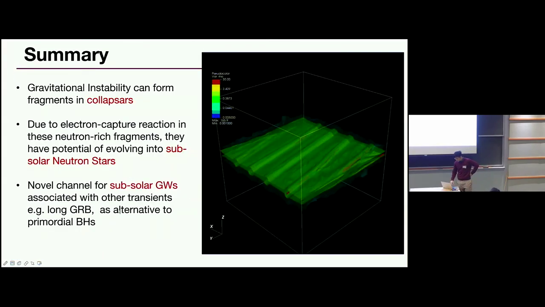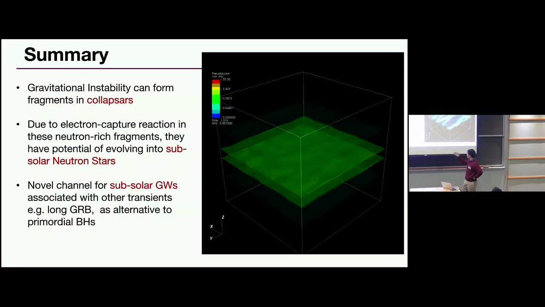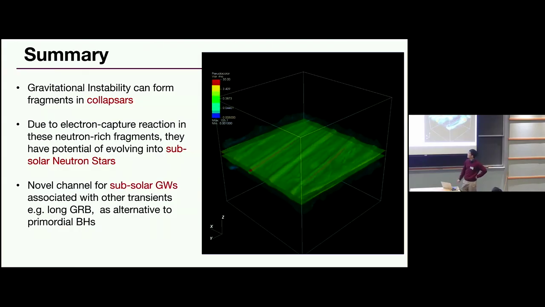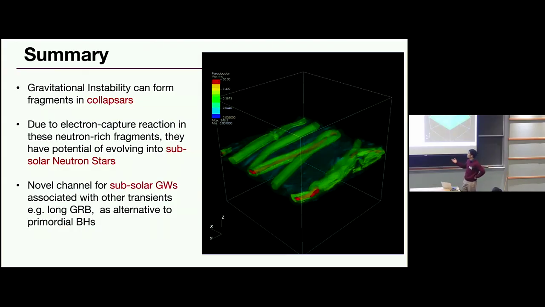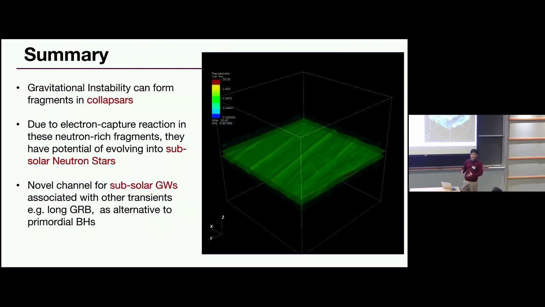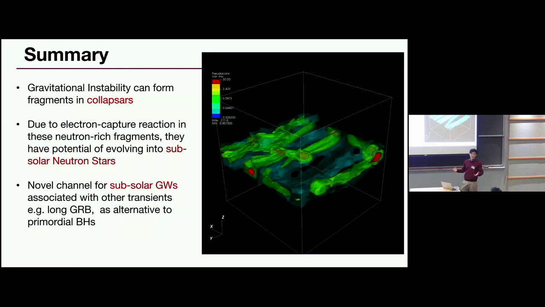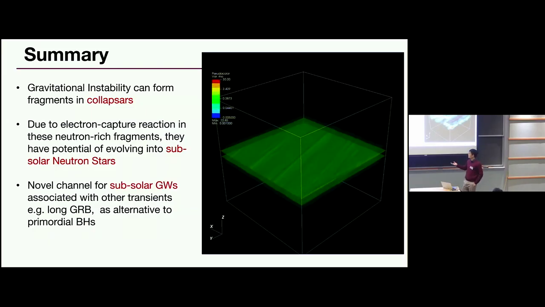So I'll leave my summary slide here. Gravitational instability may form fragments in collapsars, and due to the electron capture activity here, the YE can drop dramatically. So the local Chandrasekhar mass becomes very low and very easy to surpass. And so this poses a channel for subsolar gravitational waves.